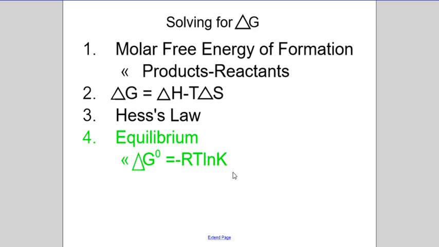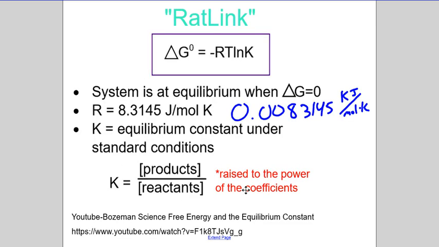So that's going to be the K right here in this RatLink equation. So RatLink, again, is delta G equals negative RT ln K, where K is the equilibrium constant. If the system is at equilibrium, then delta G should equal 0. And R is the R value that we'll be using, 8.3145 joules per mole degree Kelvin.